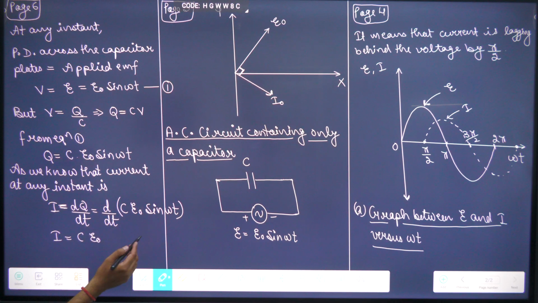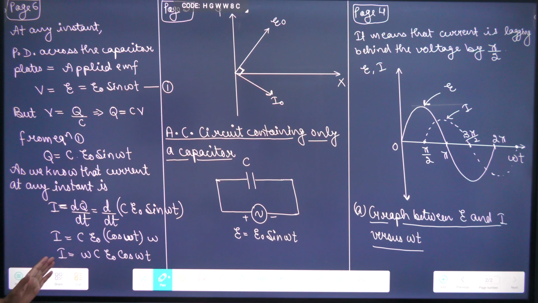What is the differentiation of sine omega t? Sine omega t is cos omega t. And what is the differential of omega t? Differential of omega t is omega, as per chain rule. So I will be written as omega C E naught cos omega t.